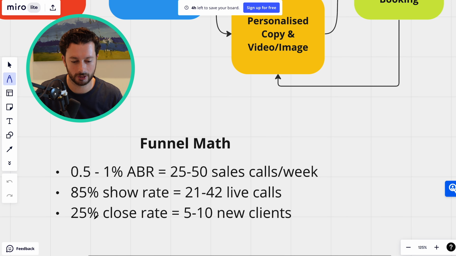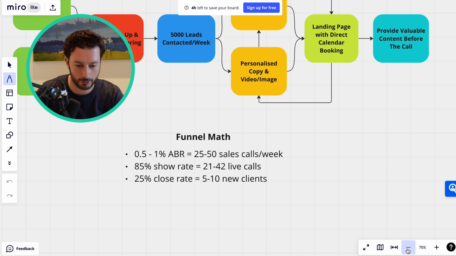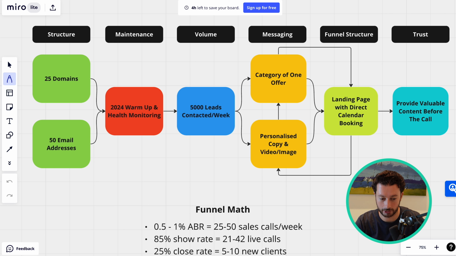And then you should be looking at like a 25% close rate. Could be a little bit lower, could be a little bit higher, depending on lots of different variables. But that's basically the funnel math. So if we zoom out, this is our structure. And this is what you're going to need to have in place if you're struggling to generate sales calls. There's a few things that you're probably missing. Generally, what we see is people are missing this maintenance piece. They haven't got the full structure in place.